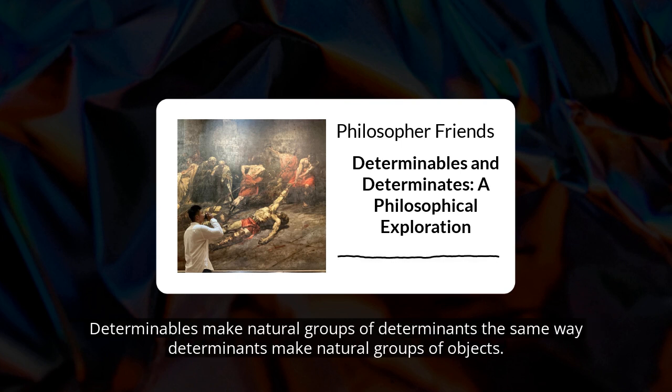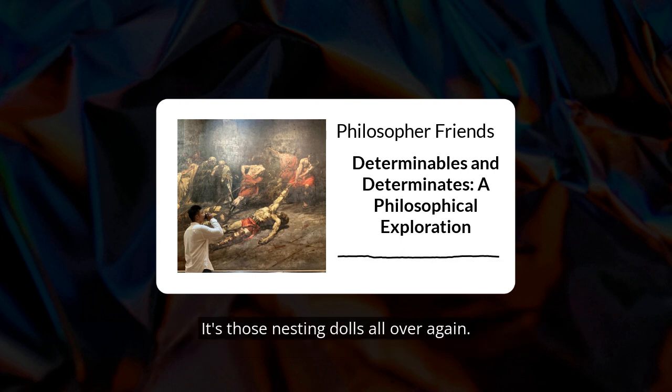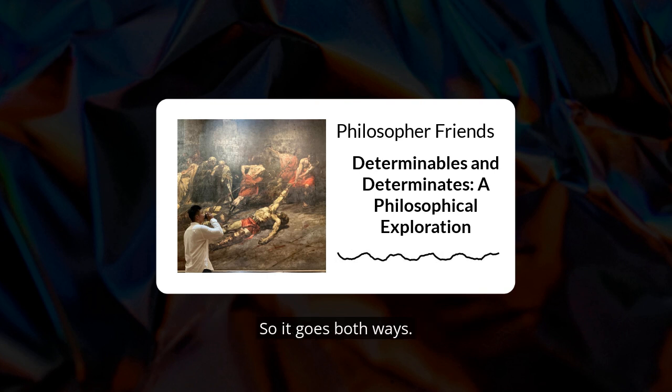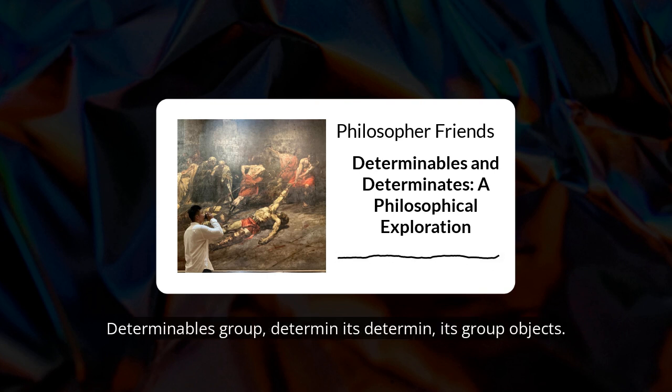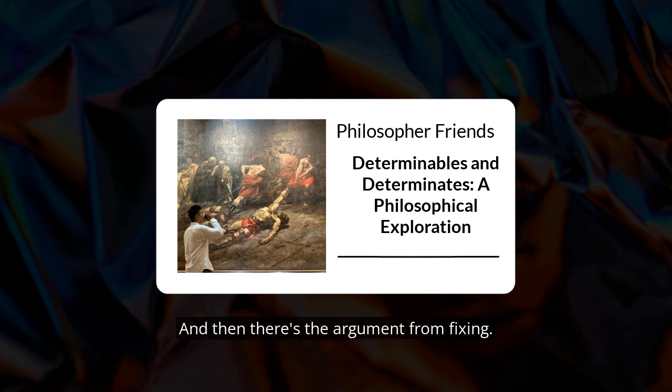But the source actually points out that you could use that same logic for determinables. Determinables make natural groups of determinates, the same way determinates make natural groups of objects. It's those nesting dolls all over again, but for how reality itself is structured. So it goes both ways. Determinables group determinates, determinates group objects. Exactly.